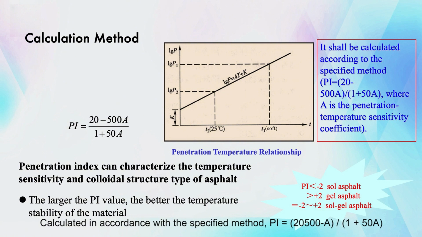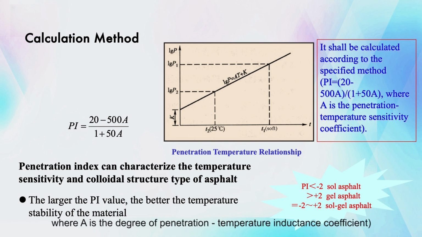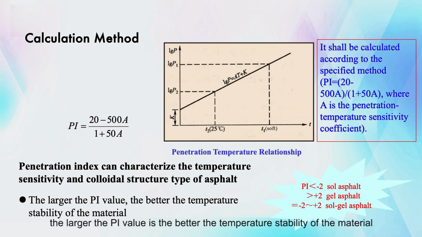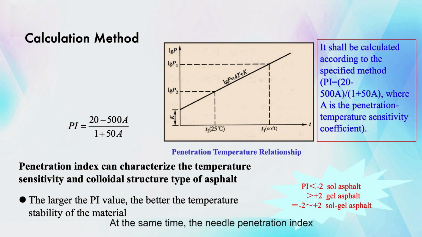Pi equals (20 minus 500A) divided by (1 plus 50A), where A is the penetration temperature sensitivity coefficient. For the penetration index Pi, the larger the Pi value is, the better the temperature stability of the material. At the same time, the needle penetration index can also characterize the colloidal structure of asphalt.